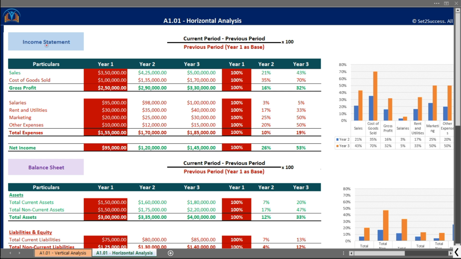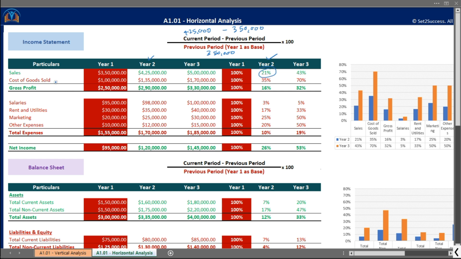The particulars for the income statement are given. We have sales, cost of goods sold, gross profit, salaries, rent and utilities, marketing, other expenses, total expenses, and net income. Let us do it for year 2, starting with sales. Here we are finding the horizontal analysis by taking year 1 as the base. The current period is 425,000 and the previous period is 350,000, so 425,000 minus 350,000, divided by 350,000, into 100, gives a percentage of 21%.